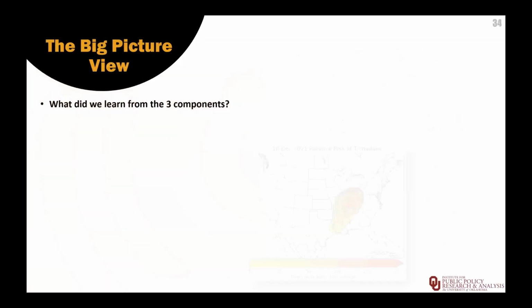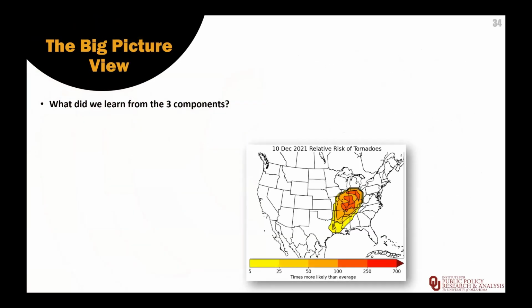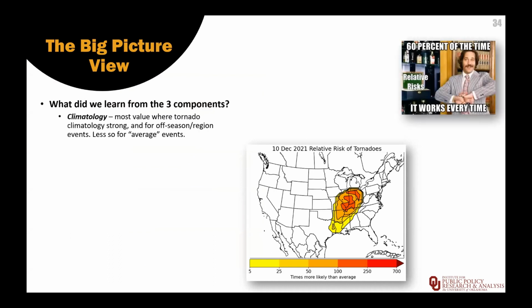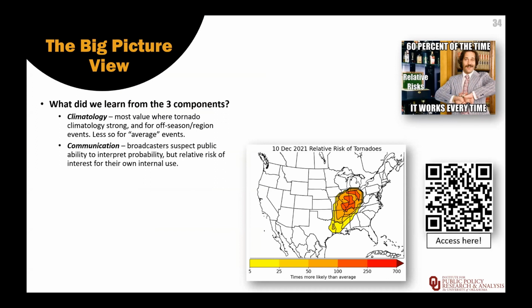So, to wrap things up, the big picture view: what did we learn from the three components of this investigation? First, from the climatology, we saw that these relative risks are likely most valuable where tornado climatology is strong and pre-existing. We have some tornadoes there. And also for those off-season and off-region events, but maybe less so for those average events. For communication, we saw the broadcasters suspect the public's ability to interpret probability, but relative risk is of interest for their own personal use.